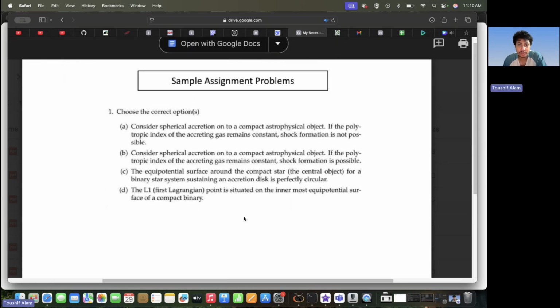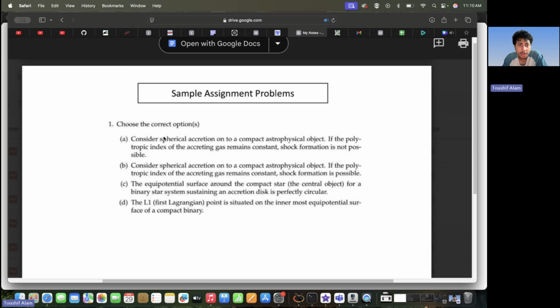Let's return to the sample problem, the assignment problem. Correct option: consider spherical accretion onto a compact astrophysical object, with the polytropic index of the accreting gas constant. Shock formation is not possible. Is that right or not? Shock formation is possible.